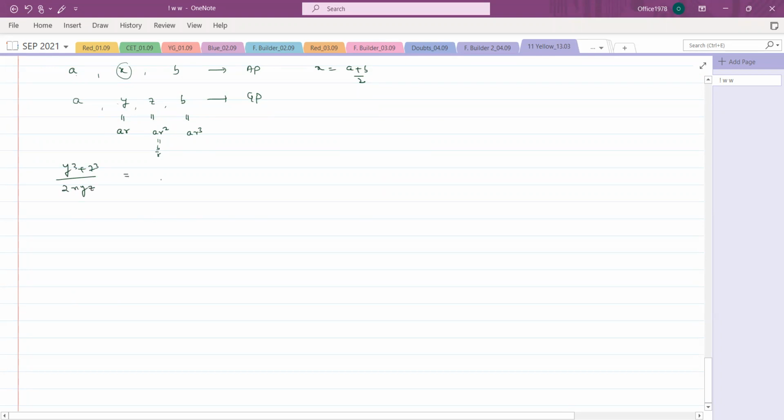Y cube means you can write ar whole cube, plus z cube, ar square whole cube, upon 2x yz. For 2x I put a plus b, and for yz you can write ar into ar square, which is a square r cube. Am I right?